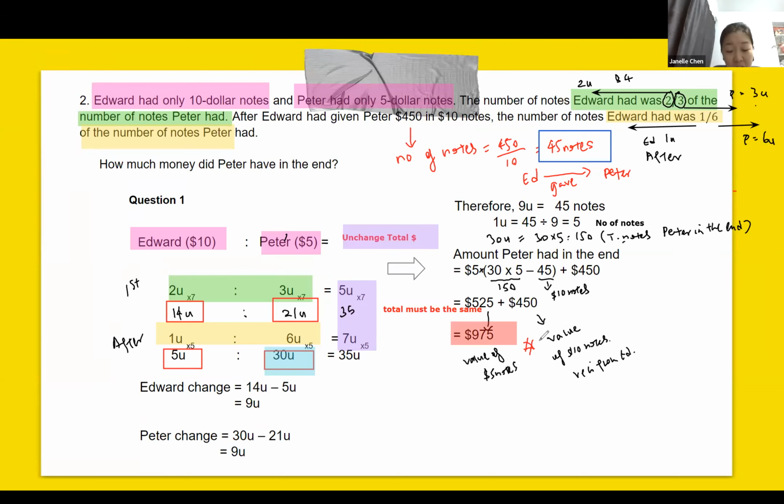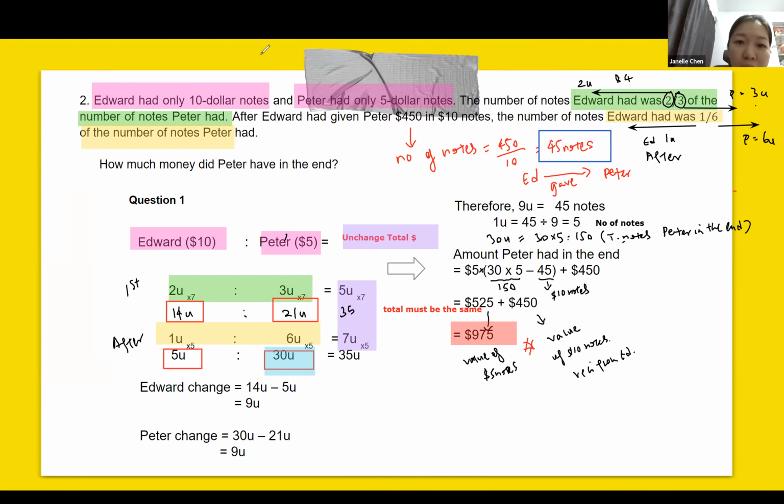So for the question here, you can see that there are a few traps. Trap number 1, each of them has a different value of money. One is $10, one is $5 at first. Trap number 2, recognizing that it's an unchanged total. Most of the students who are able to do until here, very good. You will earn at least 3 marks out of the 5 marks.